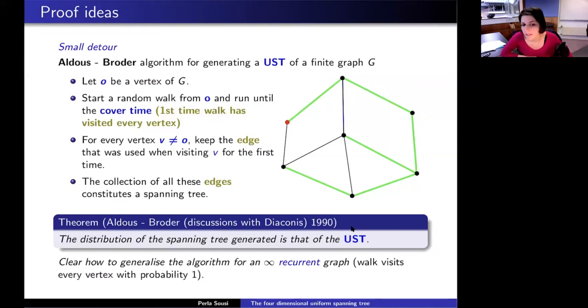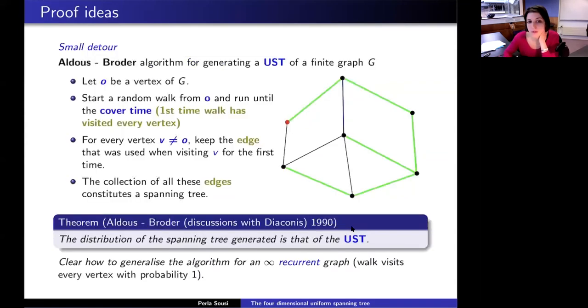Again, it's clear how to generalize this algorithm to an infinite recurrent graph, because a walk will visit every vertex with probability 1. So we just run the walk forever, it will visit every vertex, and for every vertex, we keep the first edge that was crossed when visiting the vertex. This gives a uniform spanning tree of the recurrent graph. It has the same distribution as the algorithm I described earlier.